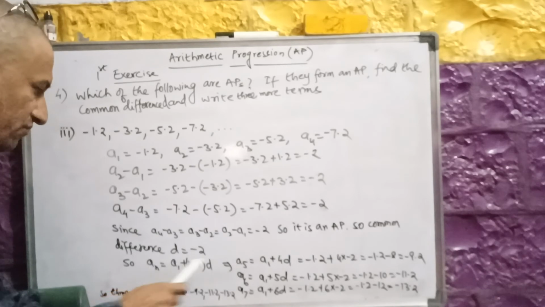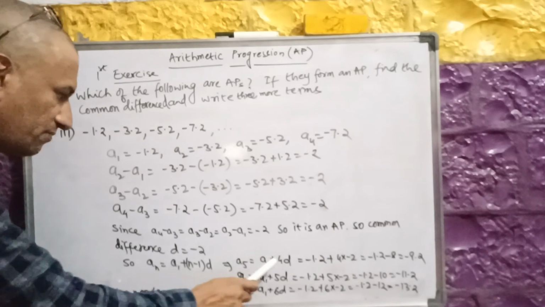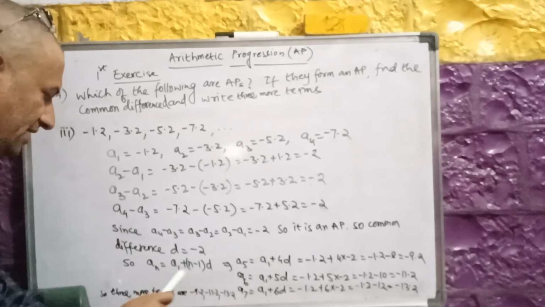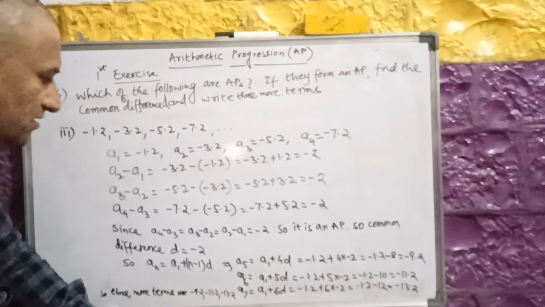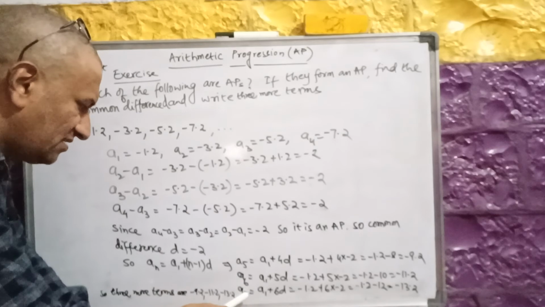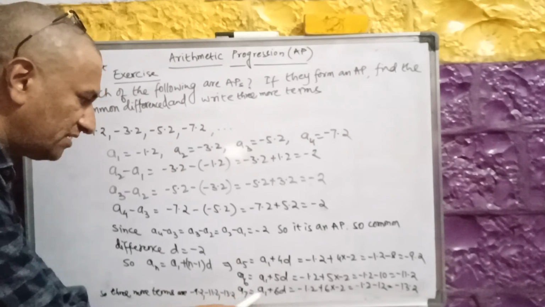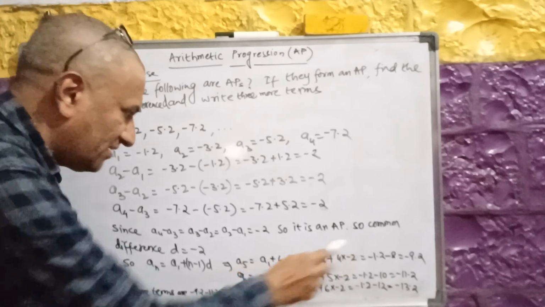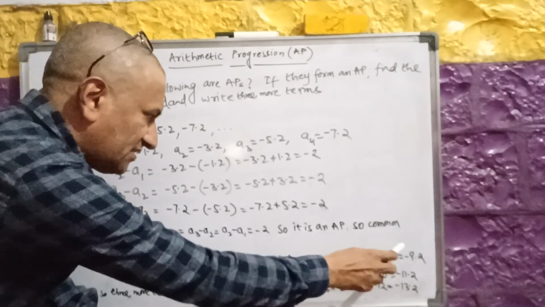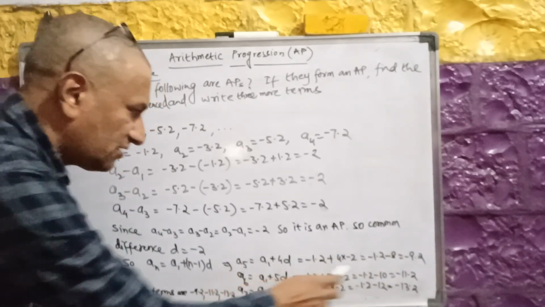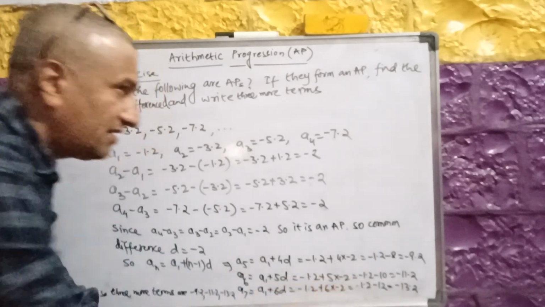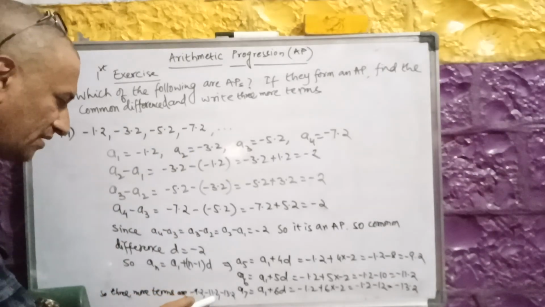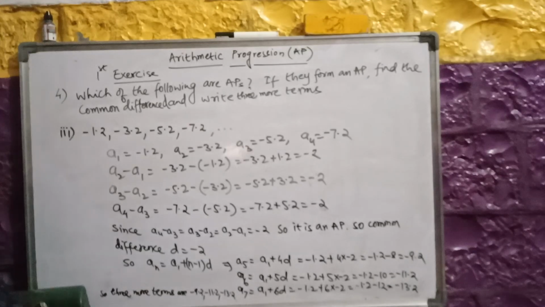Putting 5 instead of n, A5 becomes A1 plus 5 minus 1, that is 4D. Similarly, A6 becomes A1 plus 5D, and A7 becomes A1 plus 6D. That is basically one less than the term number: 7 minus 1 is 6D, 6 minus 1 is 5D, 5 minus 1 is 4D. If you find the values, you will get the fifth term as minus 9.2, the sixth term minus 11.2, and the seventh term minus 13.2. So the three more terms are minus 9.2, minus 11.2, and minus 13.2.